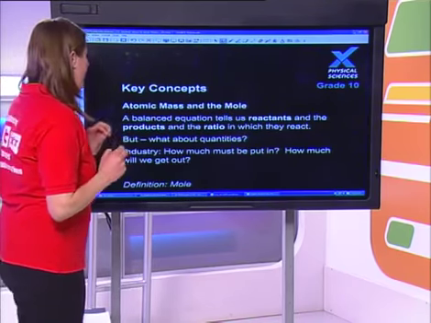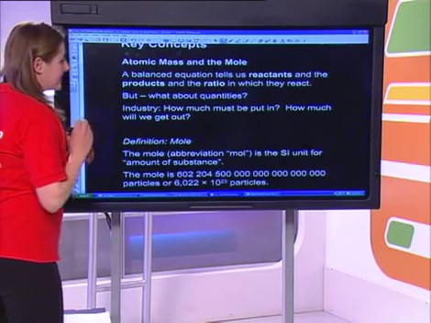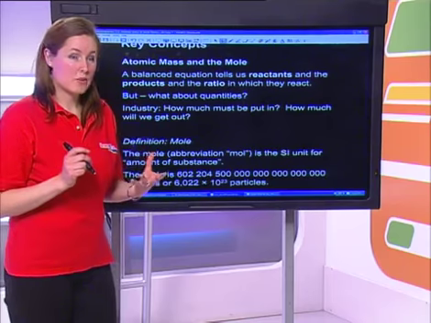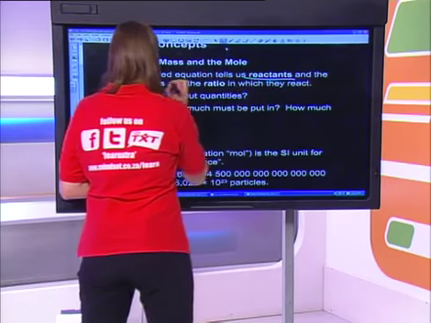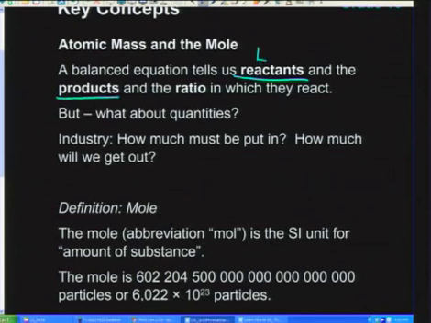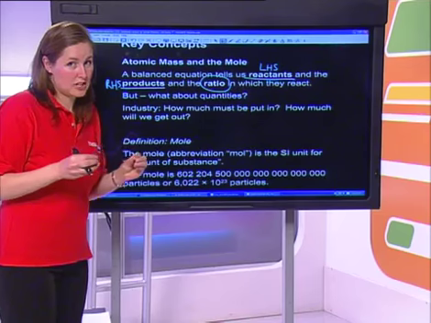Key concepts. We're going to be speaking about atomic mass and the mole, and I said to you that we're going to start with the idea of a balanced equation. In a balanced equation, you've got the idea of reactants and products. Reactants would be on the left-hand side usually, and products on the right-hand side of this equation. And not only does it tell us what the substances are, but it also speaks to us about the ratio in which they react. So if you've got maybe 2 sodiums reacting with 1 oxygen molecule to form, or whatever the reaction is, it's going to show you the ratio in which they interact.